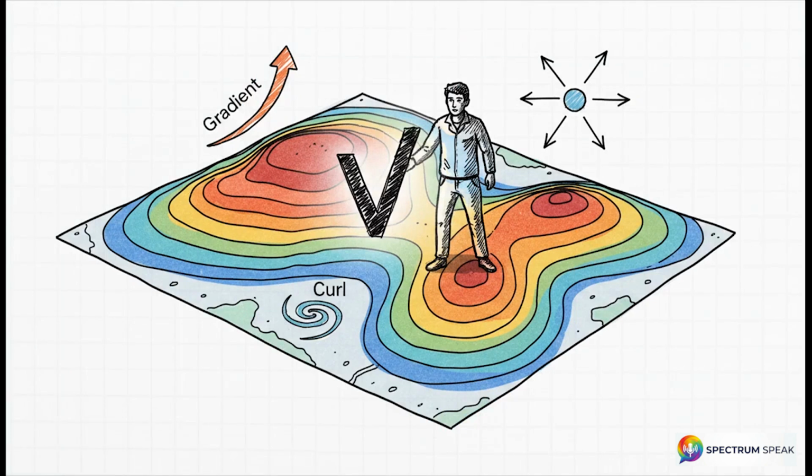I want you to imagine you're a surveyor and you've been dropped into some kind of invisible landscape, maybe a 3D temperature map of a room. Your job is to describe what's happening at every single point. Well, the del operator, that's your multi-tool. And it's got these special attachments that can take three very specific kinds of measurements of that landscape for you.